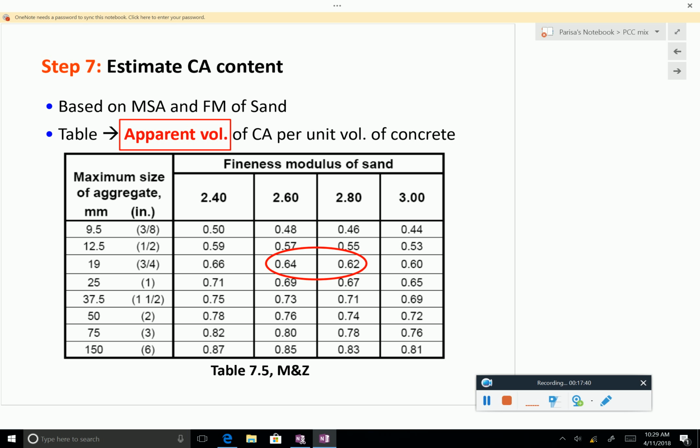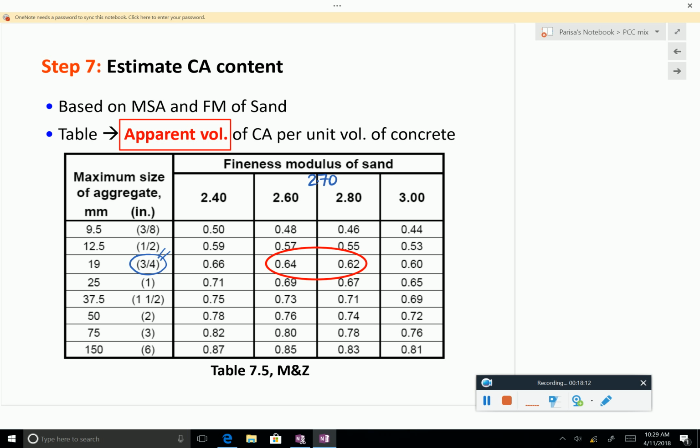What was the maximum size aggregate? This we designed. 3/4 of an inch. And fineness modulus was 2.7, which doesn't appear on this table. So all you need to do is to interpolate. Here is easy. You just take the average of the two. Right? This is what you do with the tables.